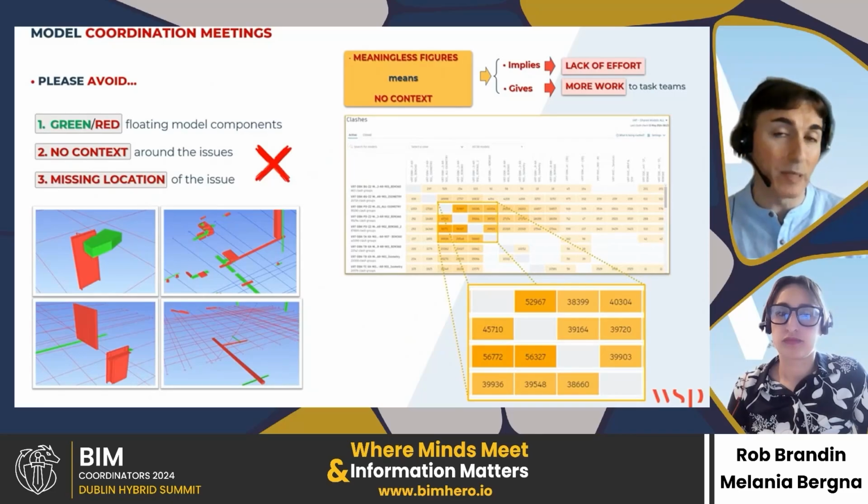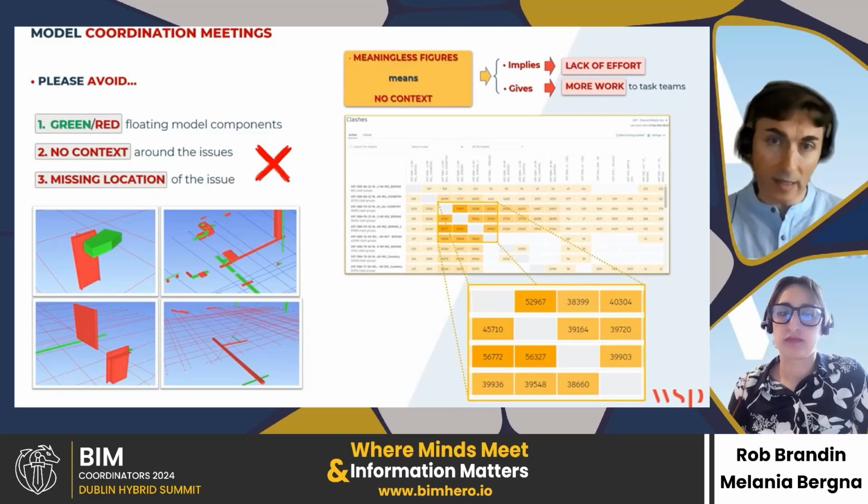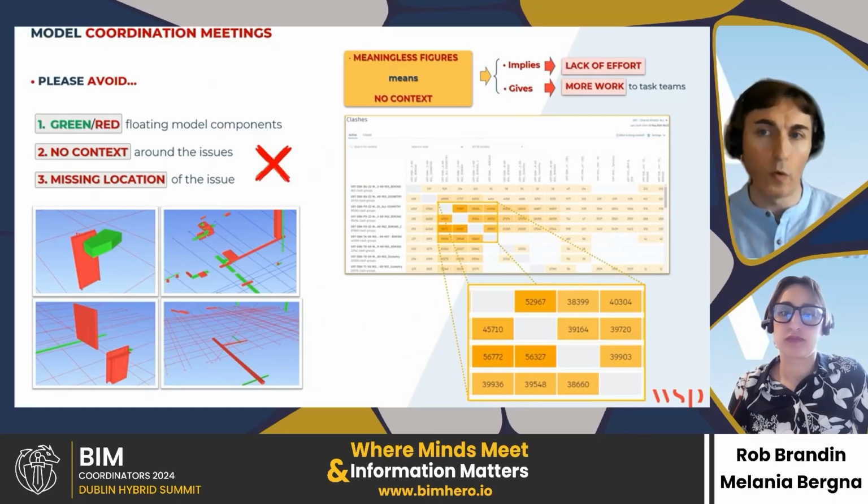It is about simplicity, but as well, we need to understand that these types of clashes, green and red stuff, are something meaningless, you know, and that means no context, which implies that there is a lack of effort from our side and the consultant side, and also gives more work to the task team.